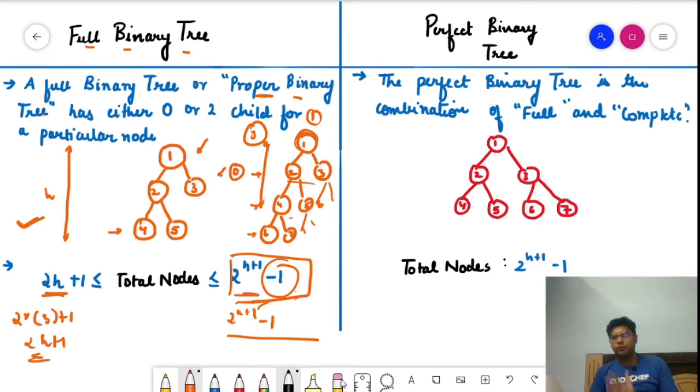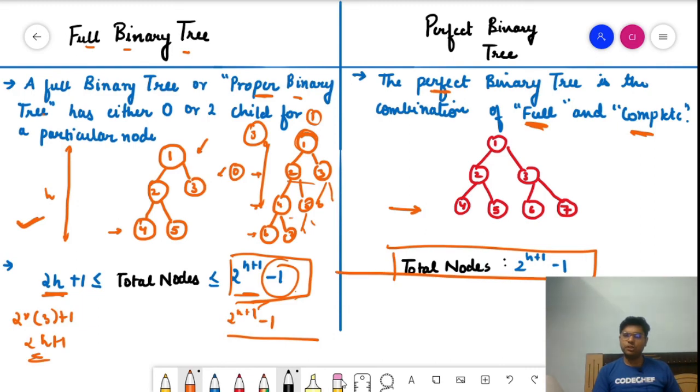Now let's move on to the perfect binary tree. What is a perfect binary tree? It is the combination of both full binary tree and complete binary tree. That means that at all levels the nodes are completely filled, and each node has 2 children, which sums up to all the nodes being present at the last level also. So the total number of nodes is 2 to the power h plus 1 minus 1. This is fixed.